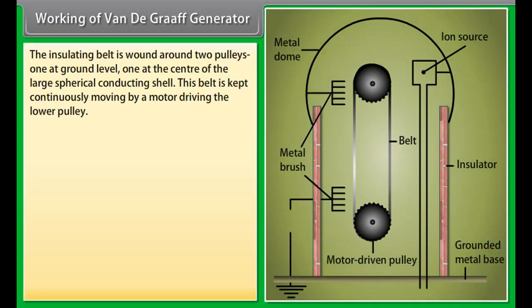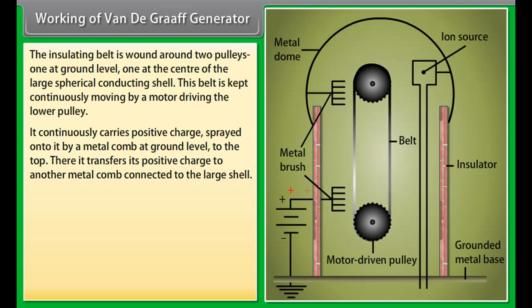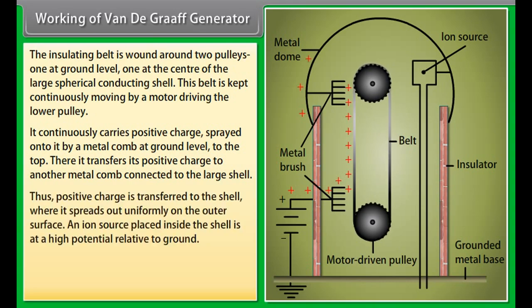Working of Van de Graaff generator. The insulating belt is wound around two pulleys, one at ground level, one at the center of the large spherical conducting shell. This belt is kept continuously moving by a motor driving the lower pulley. It continuously carries positive charge sprayed onto it by a metal comb at the ground level to the top. There it transfers its positive charge to another metal comb connected to the large shell. Thus, positive charge is transferred to the shell, where it spreads out uniformly on the outer surface.